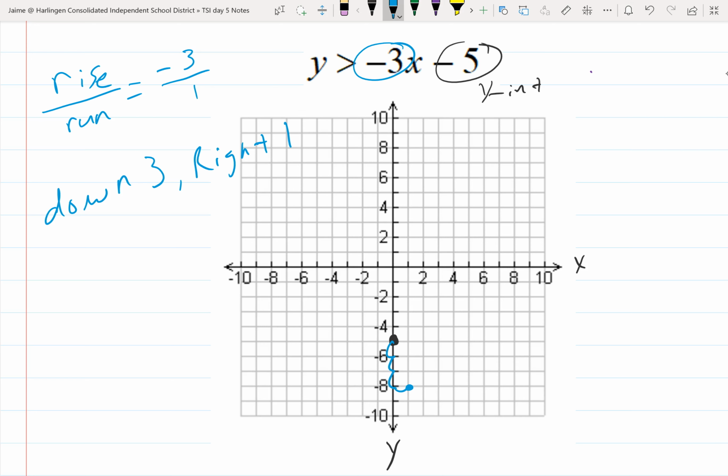Now you notice I don't have any more graph here. So then what do you do? Well, you can make a line right there. You only need 2 dots to make a line. Or you flip this around. Instead of going down 3, you go up 3. But you have to go left 1. Up 3, left 1. And then you can make a line there.